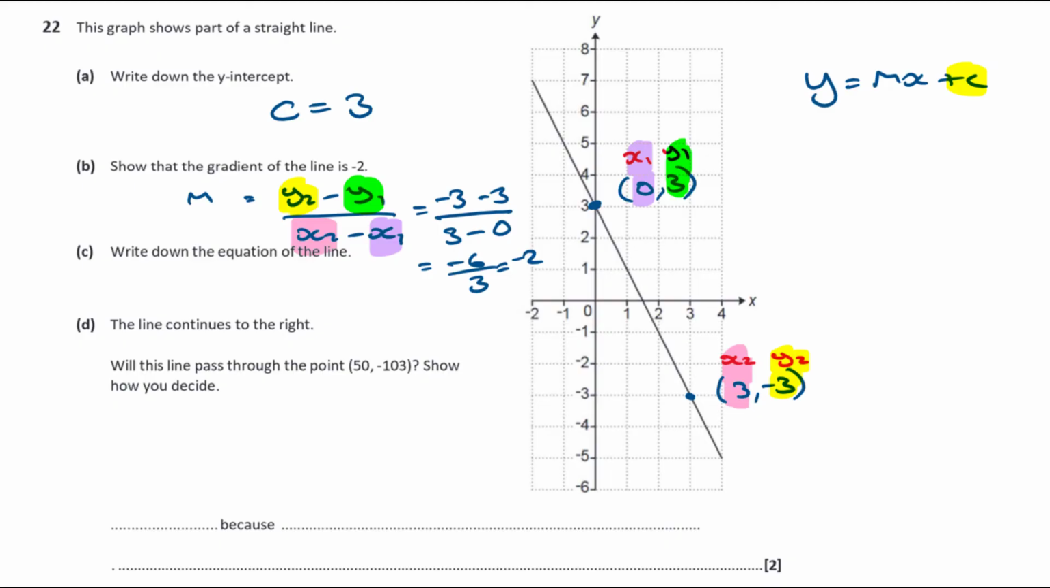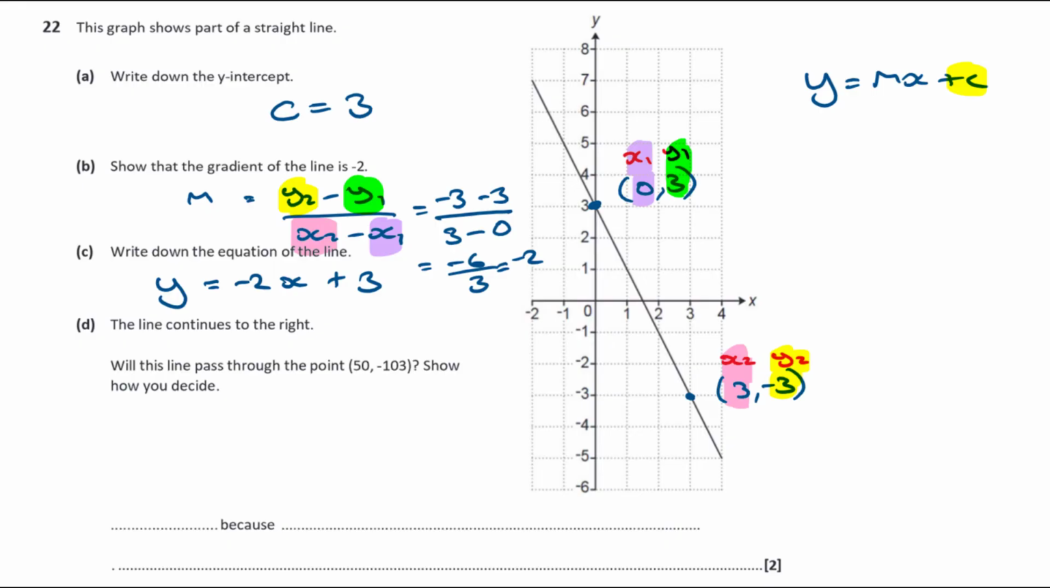The line continues to the right. Will the line pass through the point (50, -103)? Show how you decide. Oh, no, sorry, I missed one out. It says write down the equation of the line. Well, using y equals mx plus c, y equals m, which is negative 2, x plus c, which we worked out to be 3. So y equals minus 2x plus 3.